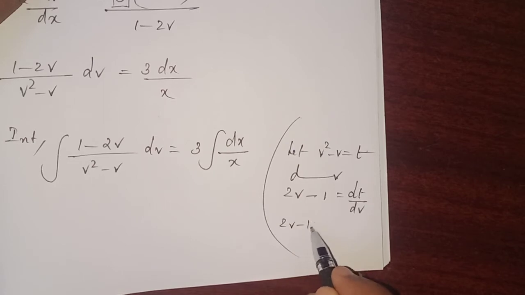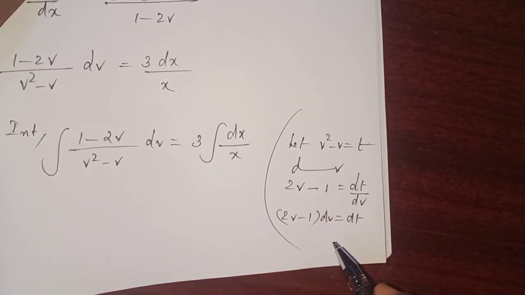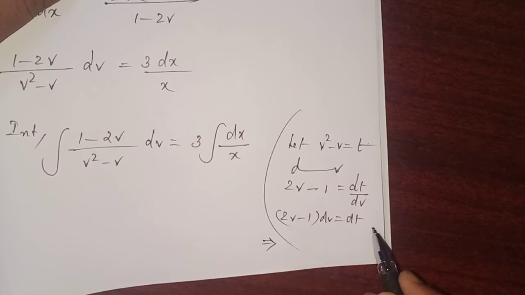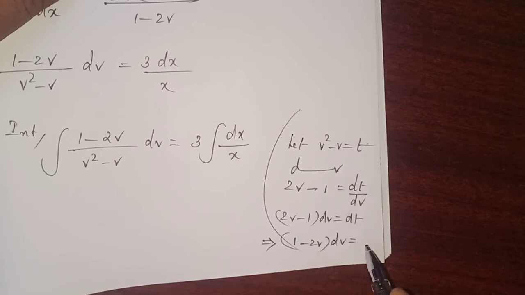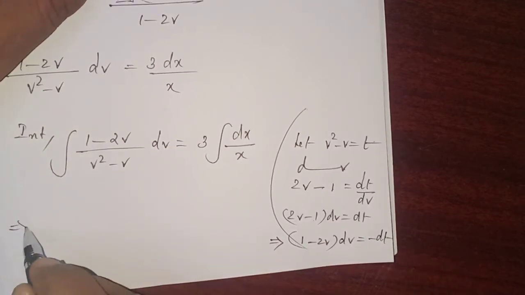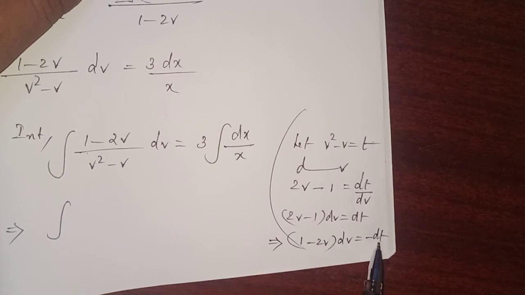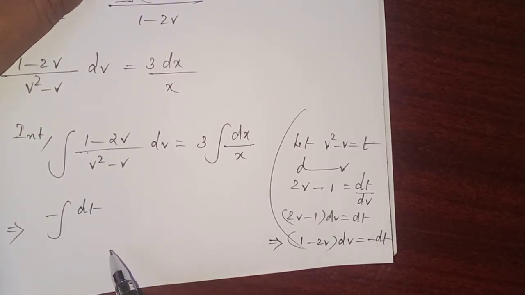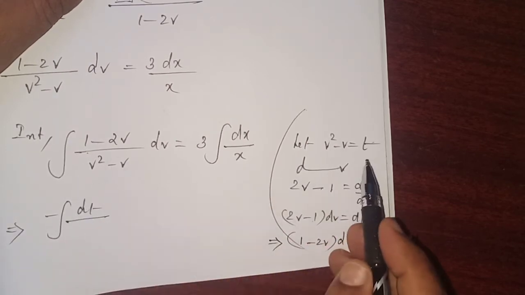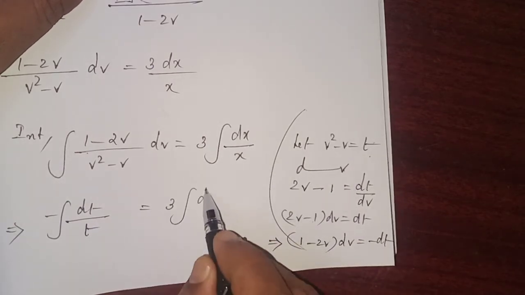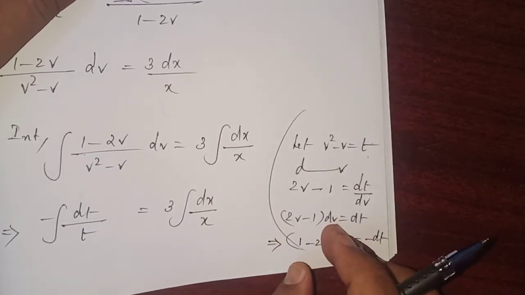Cross multiply: (2v minus 1) into dv is equal to dt. But we have 1 minus 2v here, so I am multiplying by minus on both sides. Minus 1 becomes plus 1, 2v becomes minus 2v, into dv as it is, and dt becomes minus dt. So which implies integral of (1 minus 2v) dv, here it is minus dt, divided by v squared minus v, which we consider as t, is equal to 3 into integral dx by x.